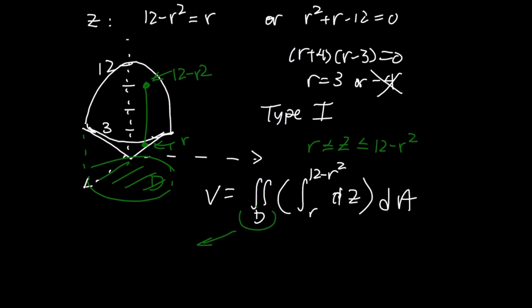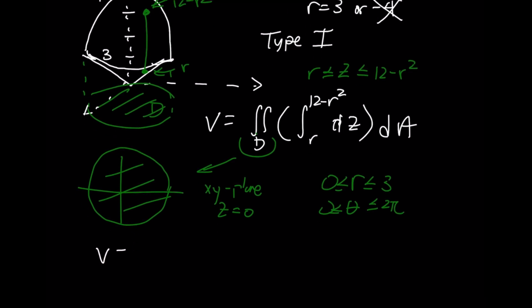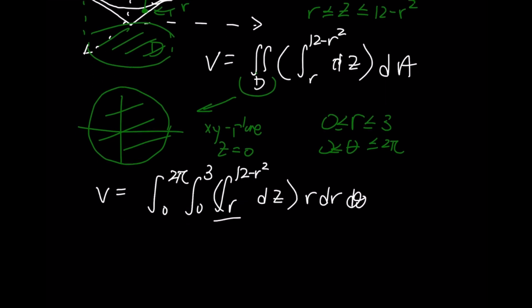To describe this properly, we are going to be in the xy plane. So this is where z is equal to 0. But in this case, we already know that the radial value will go from 0 to 3, and the entire angular value will go from 0 to 2 pi. So the volume then becomes the following. It will be an integral from 0 to 2 pi, 0 to 3, r to 12 minus r squared, dz, r, dr, d theta. This simply produces a 12 minus r squared subtract r.